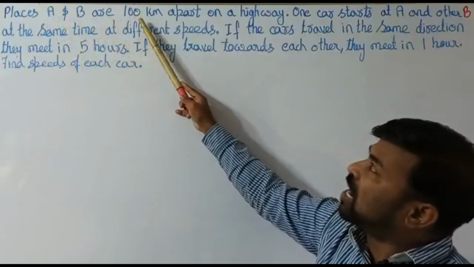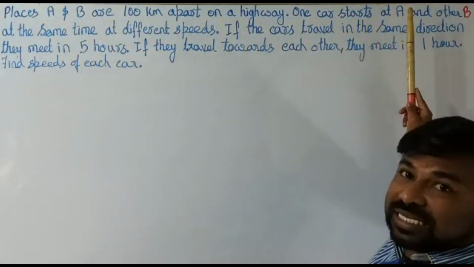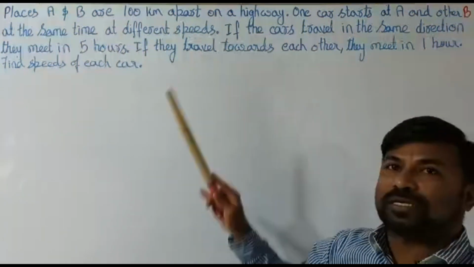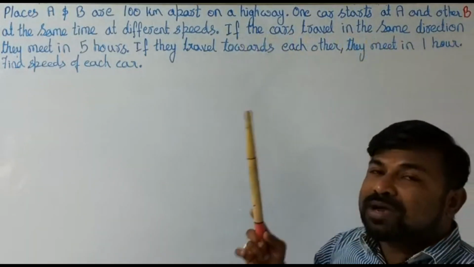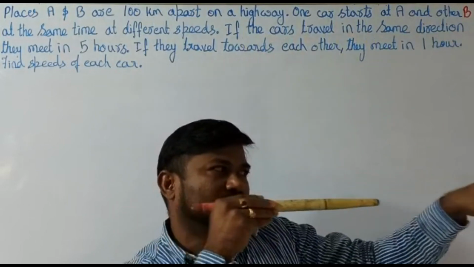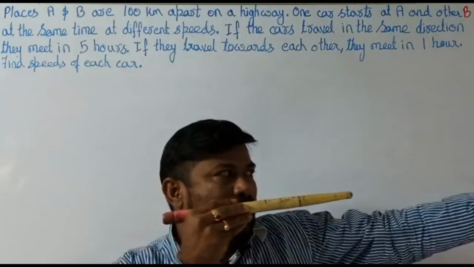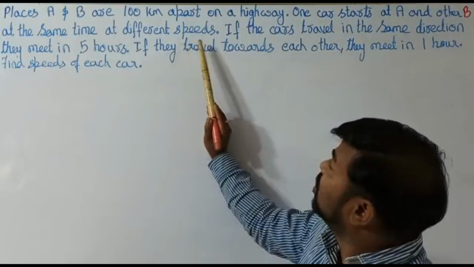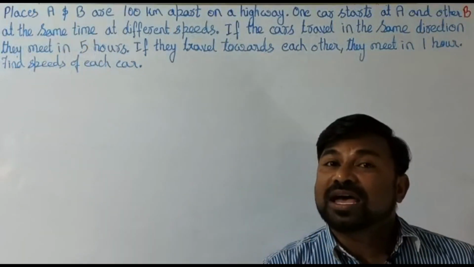So A and B are 100 kilometers apart, you got it. On a highway, one car starts at A and another car starts at B at the same time at different speeds. If the cars are traveling in the same direction, one car is moving forward and the other car is at the back of it, moving in the same direction, they meet in 5 hours.